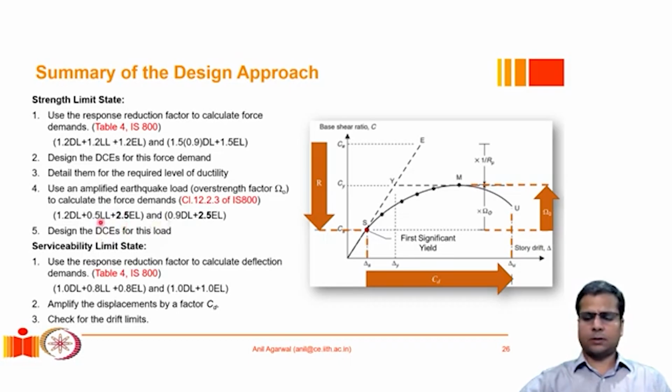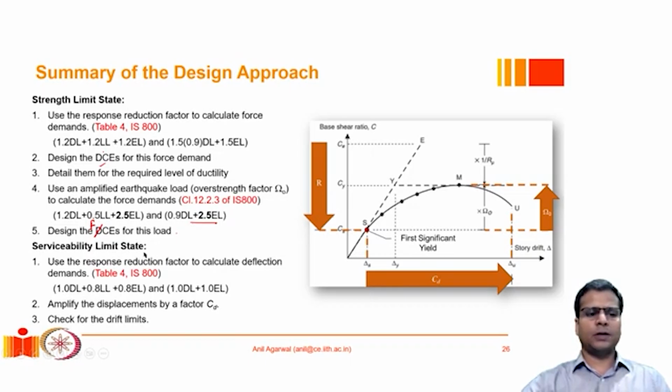I'm sorry, this is incorrect. This should read as FCE. So DCEs are designed for this load and FCEs are designed for these loads. So that's how the strength limit state can be satisfied.